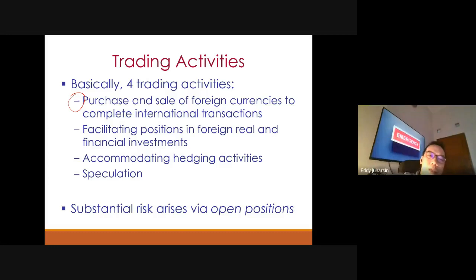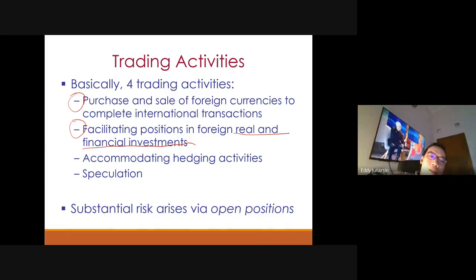Our second possibility is real and financial investments. So you're doing investments in foreign countries. Maybe you're from Singapore, you're going to Malaysia or Indonesia to invest, right? So you need the currencies, right? The local currencies to invest. So real and financial investments are both, right?